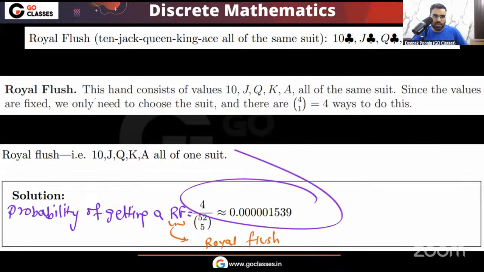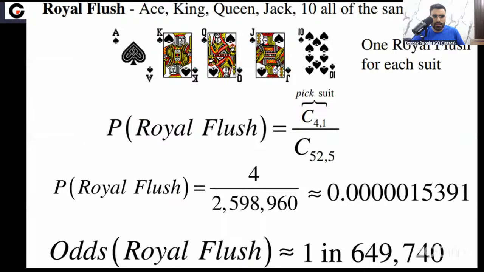And the probability of getting a royal flush is very less. You can see 0.00001539. So the odds of getting a royal flush are very less. You can see these are the odds. The chances of getting a royal flush are almost once in 6,49,740.